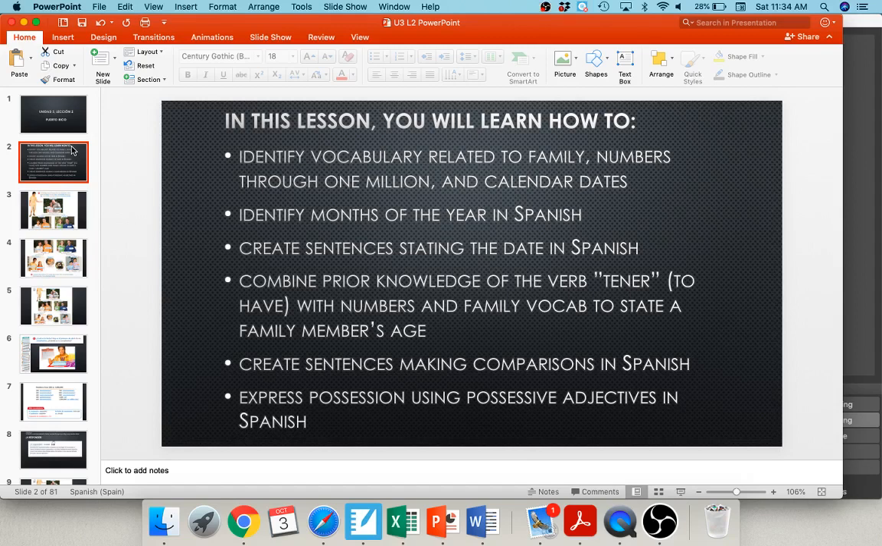Involved in that, you will be creating sentences telling me the date in Spanish, identifying months of the year in Spanish, and we'll also be using those numbers just as a throwback to discuss how old someone in a certain family is. So you'll be able to say, my dad is 40 years old or whatever. And you're also going to be using possessive adjectives and comparisons to create sentences as well. So that's kind of where we're going. We will take it in small little chunks here so that it's not overwhelming.